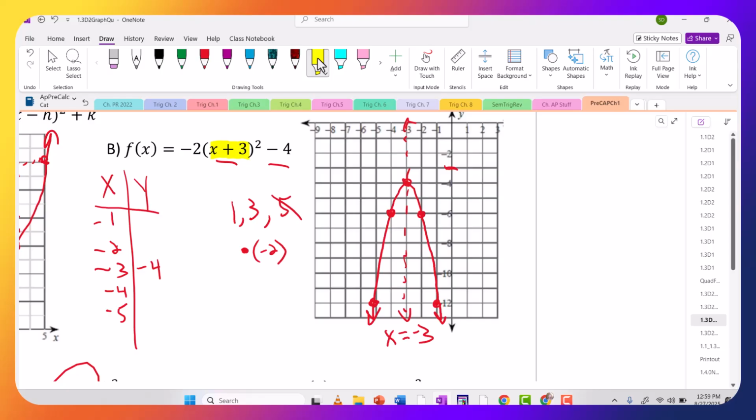Very special place. -2 plus 3 is 1. What's 1 squared? 1. What's 1 times -2? -2 minus 4. I forgot what I plugged in. Was that -2? -6. Well, I'll be darned. -6. See it? -2, -6.